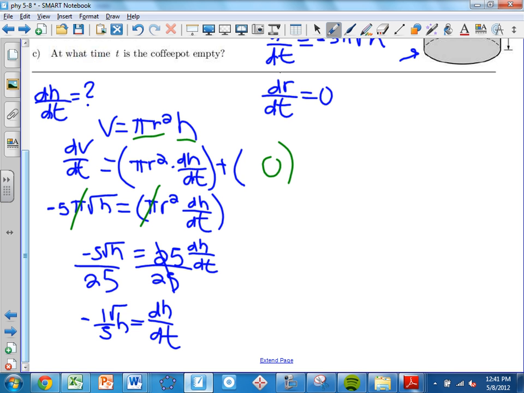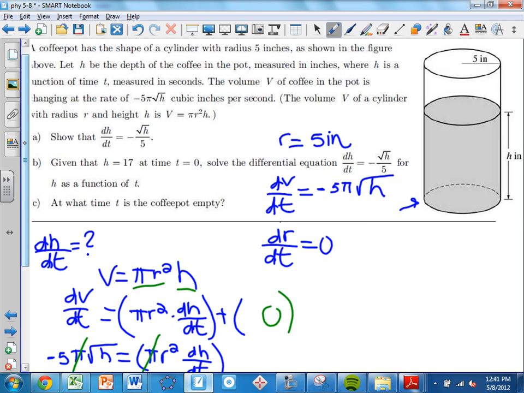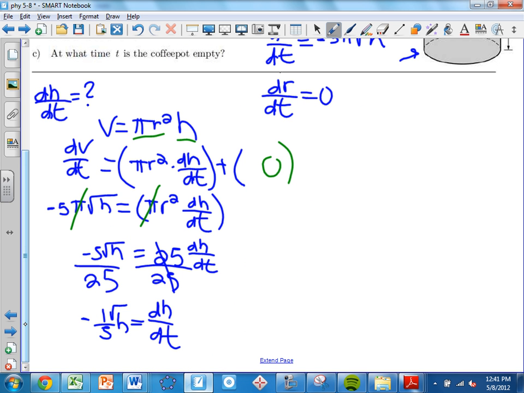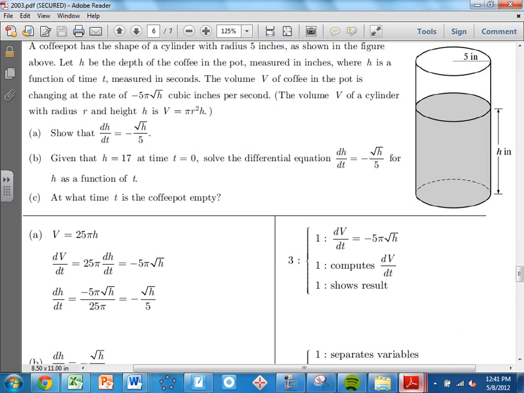Again, the problem listed it as radical h over 5 with a negative. Same thing as negative 1/5 radical h equals. How many points do you get for that? 1. For all that work we just did, let's see. It wasn't that bad though. 3 points. Oh, 3 points. Plug in. Very good job.